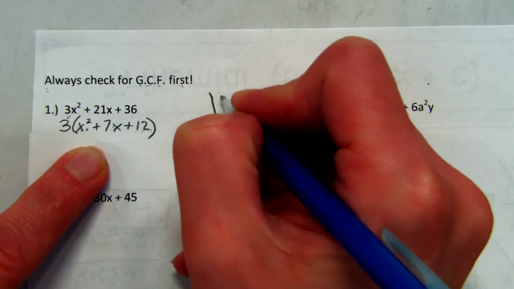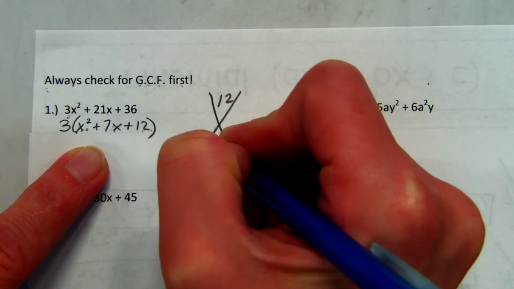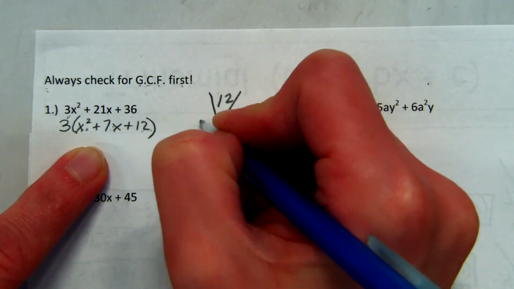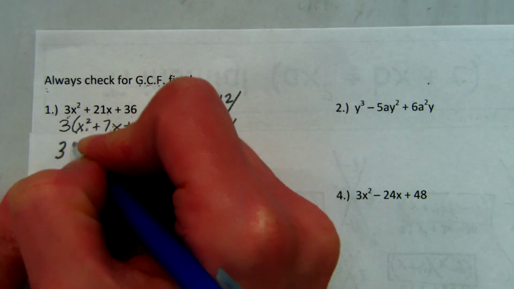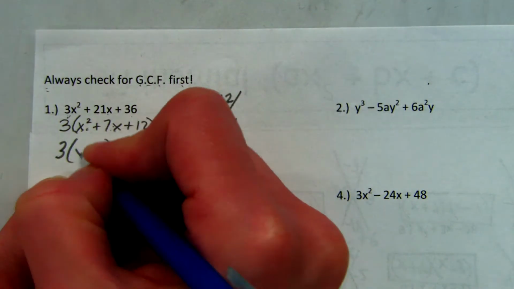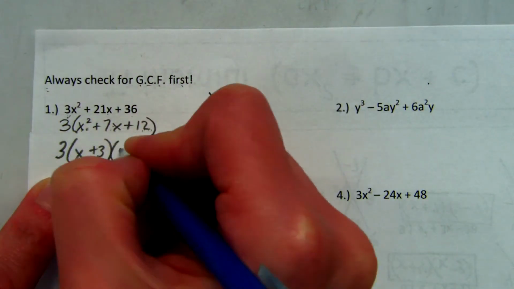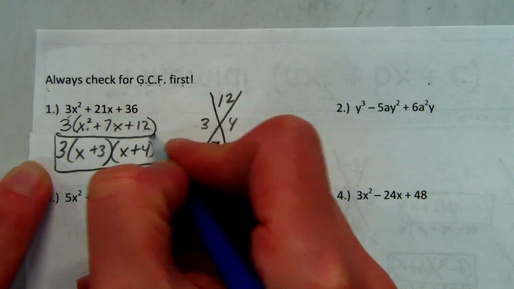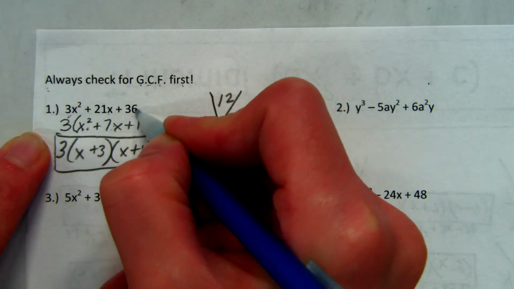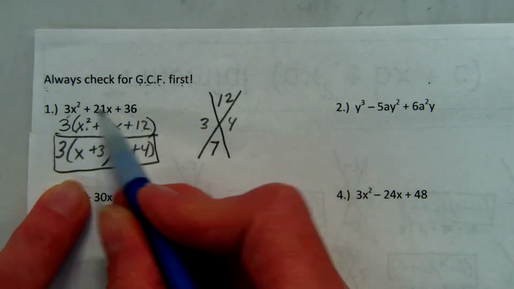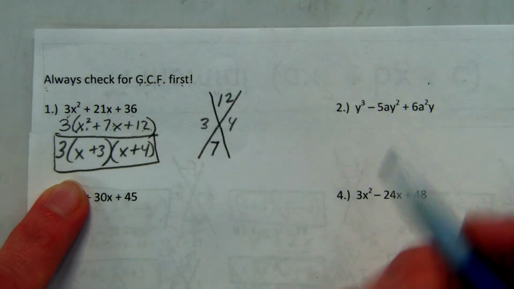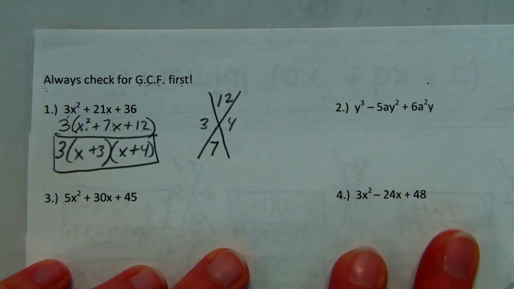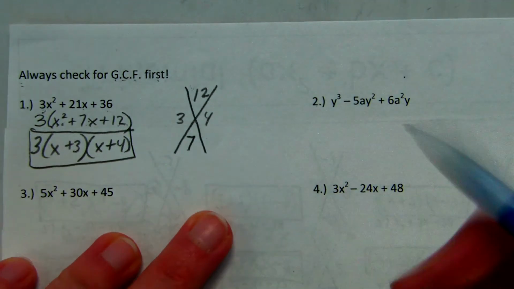So we're looking for numbers that multiply to make 12 and add to make 7. So 3 and 4. So you still keep the 3 in front of the parentheses, but you'll also have x plus 3 and x plus 4. So it's like there's an extra step. You're going to take out the greatest common factor out of all of the terms, and then you're going to factor what's left. It's like combining the first 2 factoring lessons that we did. Okay, so let's look at number 2.